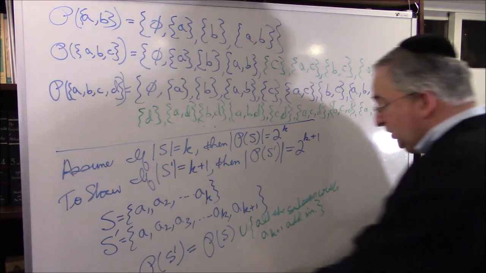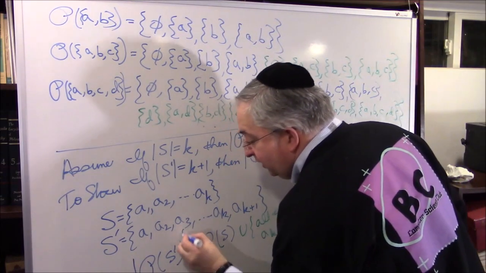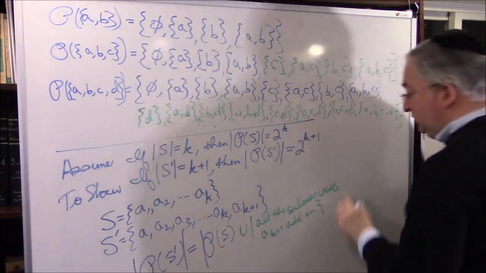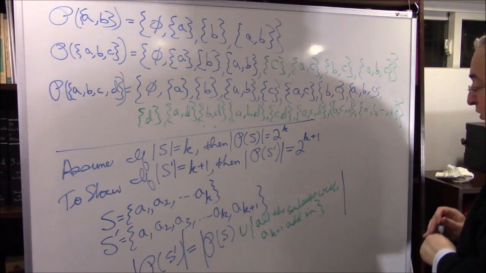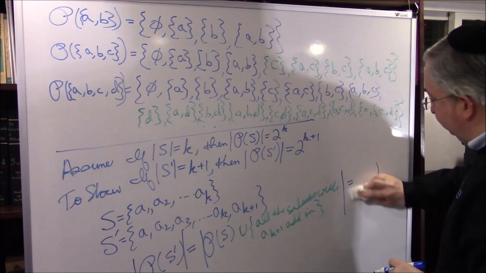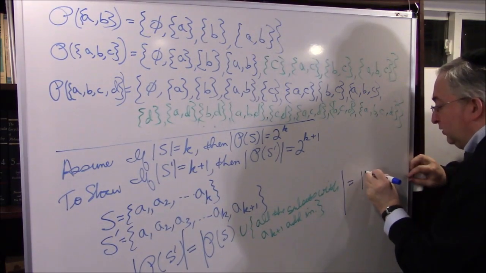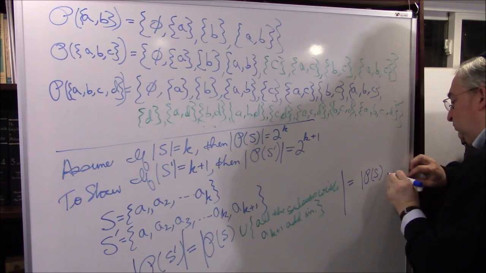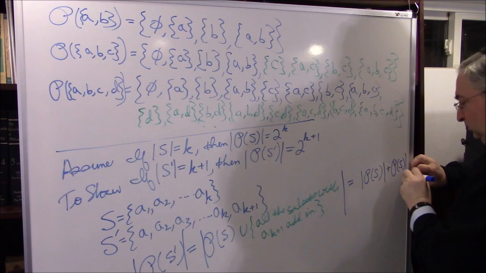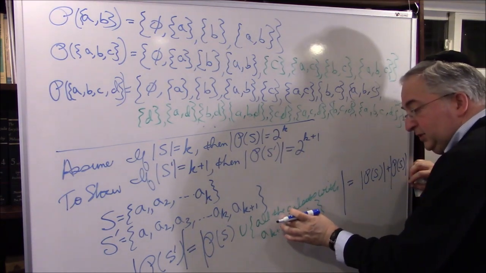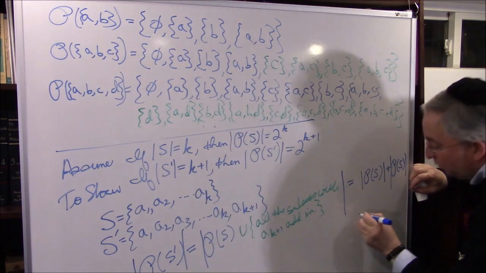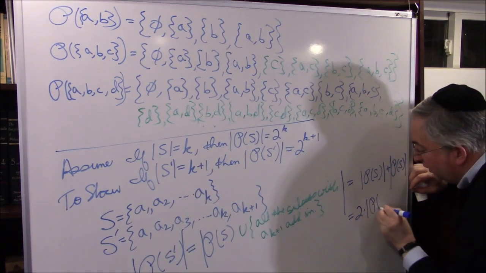Great. So how much is that? Well, the number of elements in here, which is what we're looking for, the number of elements in S prime, is equal to the number of elements in S plus the number of elements in the new part. Because the same amount of elements in here is in there. So how many elements are in here? The power set of S. How many elements are in here? The power set of S. So we can write this as 2 times the power set of S.